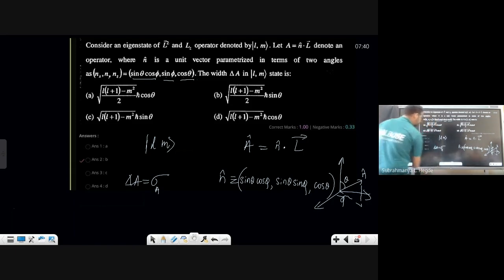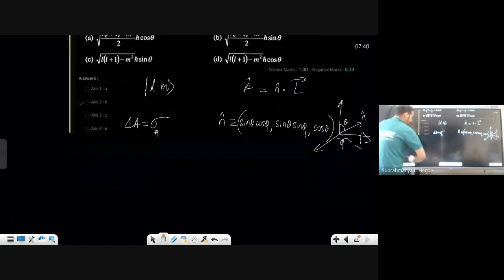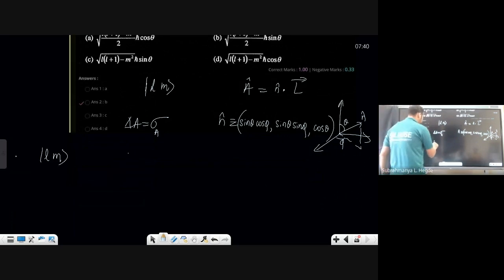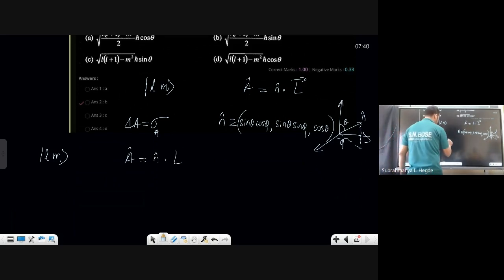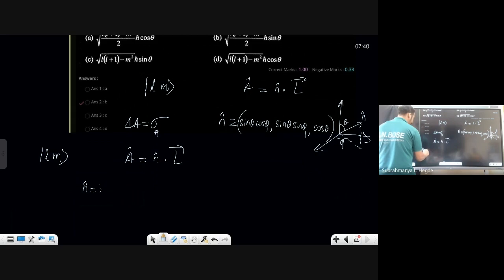Now, elimination of the option is like this. Look here. This is the state in which we are doing standard deviation. A cap is n cap, where n cap is the unit vector dotted with the L vector. Let's start with n cap equal to k cap.